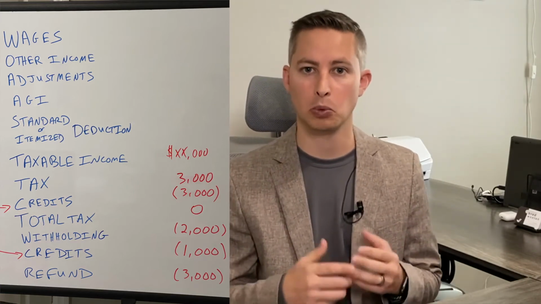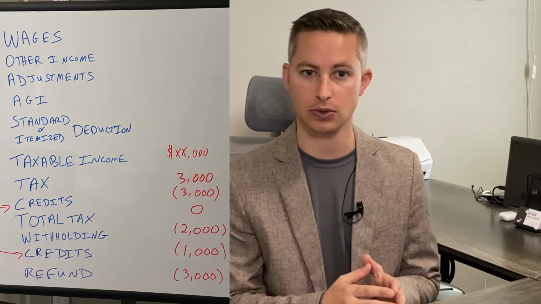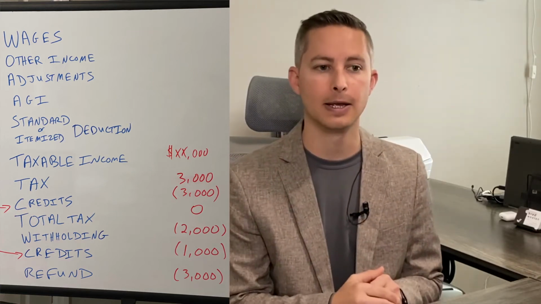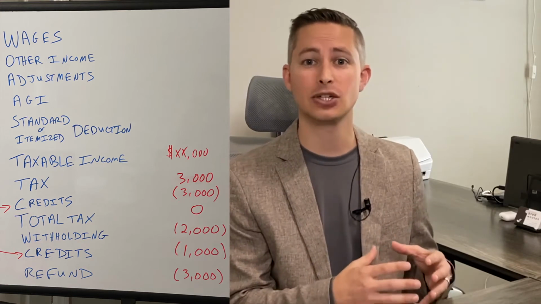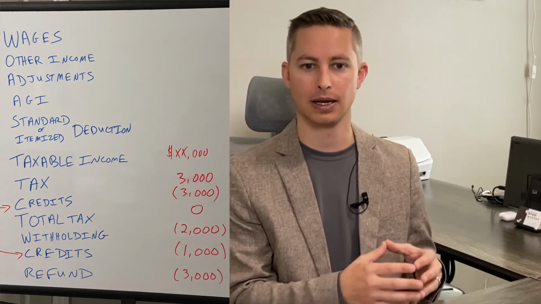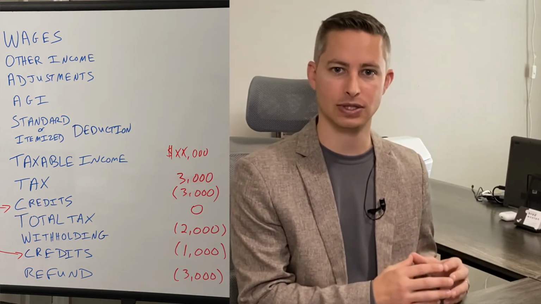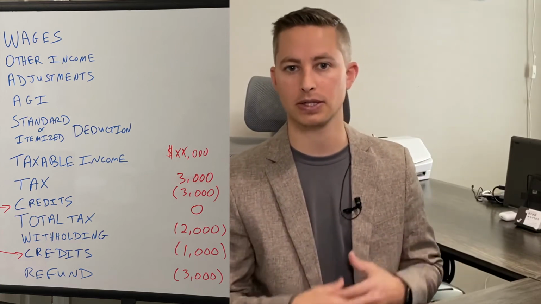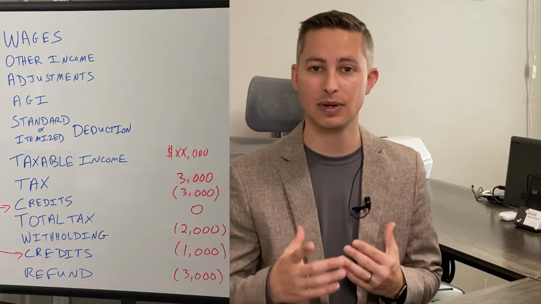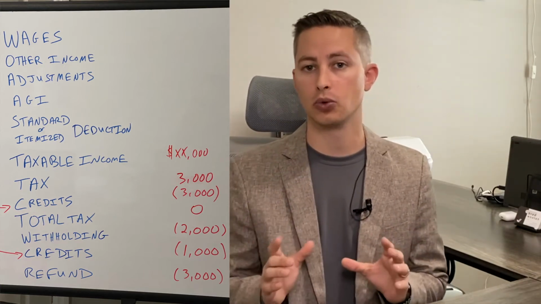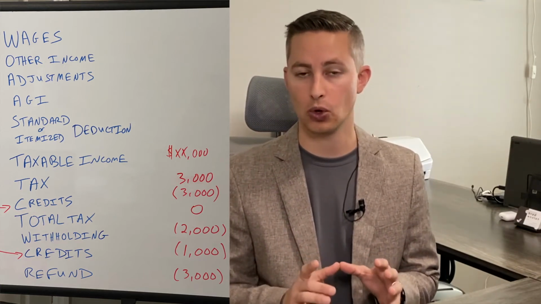And you're going to say, well, what happens to the other $1,000? Okay, well, let's go down the line. Now, our withholding is $2,000. The additional child tax credit comes down here as $1,000, and now your refund is $3,000. So a refundable credit can be given back to you whether you owe income tax or not.